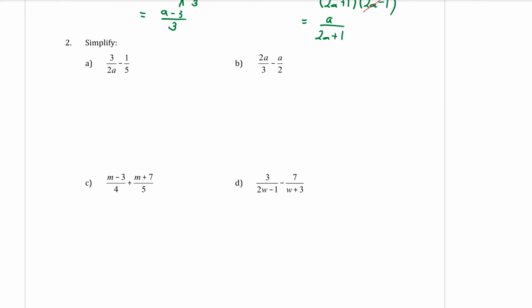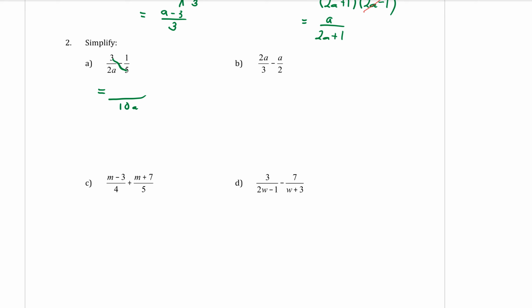We're on to our adding and subtracting, which means we now need common denominators. For the first one, the easiest way to get a common denominator is to multiply those two things together. 2a times 5 makes 10a. So 10a, I'm going to put it together straight away as one fraction. 10a is my denominator.